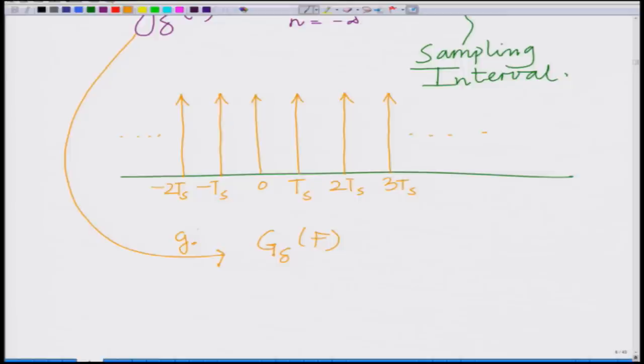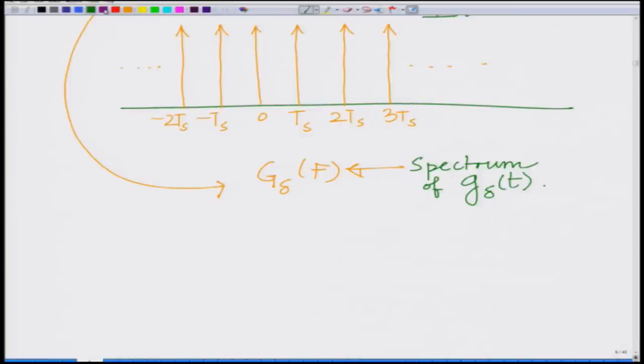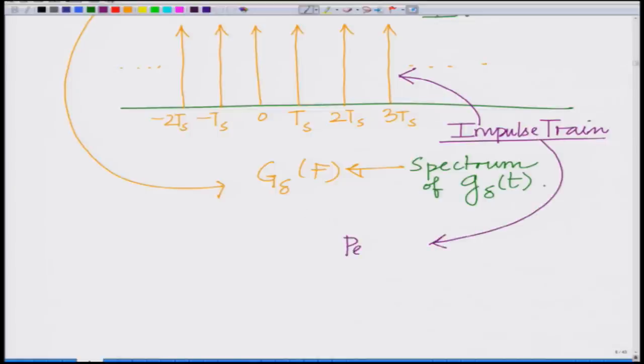Now what we want to do is find the spectrum G delta f, which is the spectrum of g delta t. We want to start with that towards eventually finding the spectrum of the sampled signal. You will realize this impulse train is a periodic signal, since there is one impulse every t s, so it is a periodic signal with period t s.